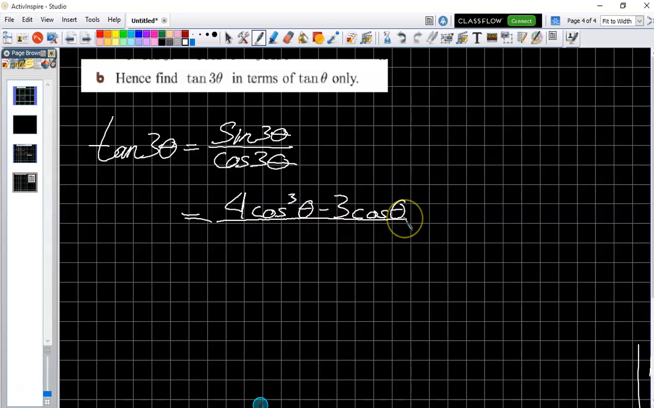Did anyone not get the sine 3 theta one? 3 sine theta. Did you get that? So you have this one, take away 4 sine squared theta. Is it squared? No, it's just 3.